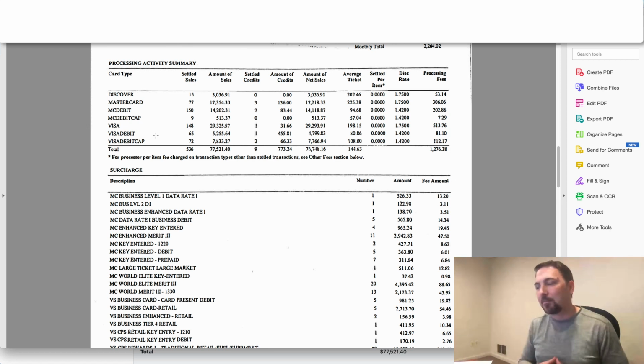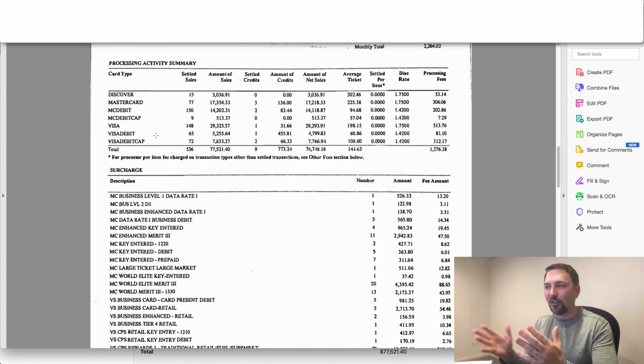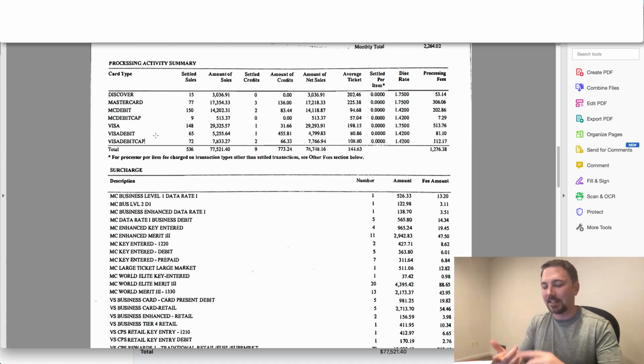Question number 2 is, what type of pricing are we looking at here? Now, there's actually enough information on this single page for you to tell me what kind of pricing this is. Is this tier pricing? Is it interchange plus? Is it flat rate? Is it flat rate with surcharge? Is it subscription rate? There's all these different pricing structures. What do you think this is? Pause it, see if you can figure it out. If you're just watching to learn more, I'll go ahead and give you the answer right now.